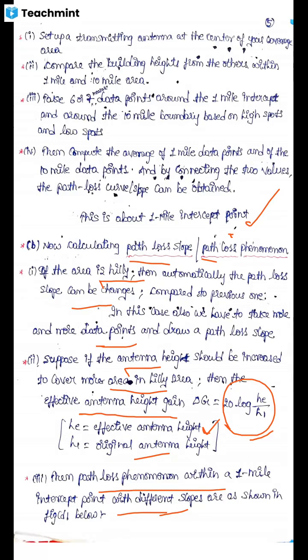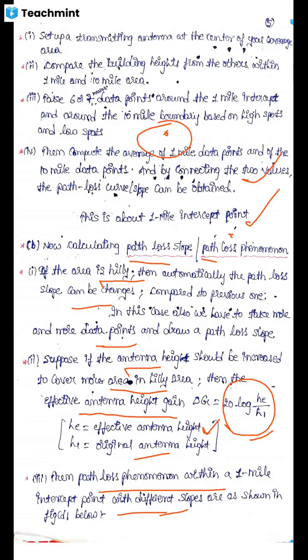I will take a base station at the center at a 1 mile intercept point. I will note down the high spot areas and low spot areas, and I will take the mean value of these high spot and low spot areas, that is high signal strength and low signal strength, and I will draw the graph representing the 10 mile distance also. By this I will obtain the path loss curve.